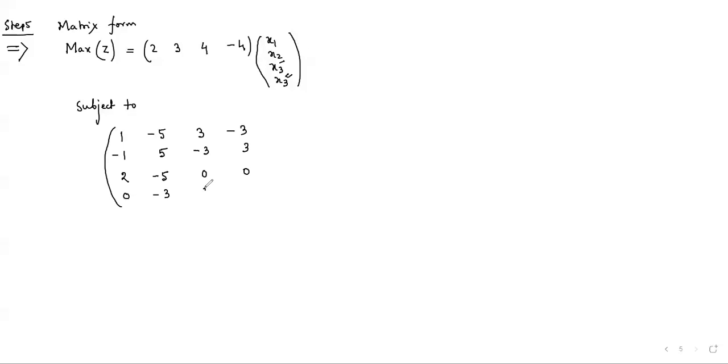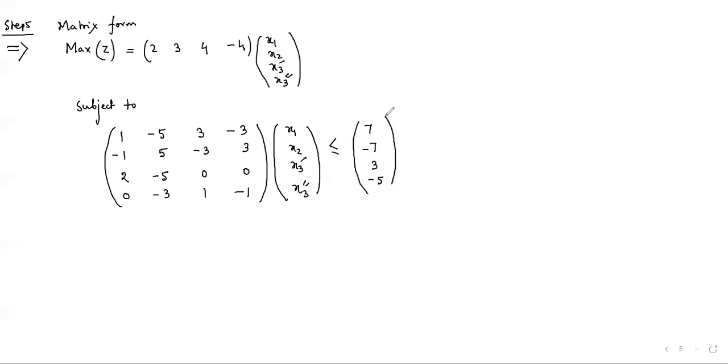x3 prime coefficient is 1. x3 double prime coefficient is minus 1. And x1, x2, x3 prime, x3 double prime less than or equal to 7, minus 7, 3, minus 5. x1, x2, x3 prime, x3 double prime, they are all greater than or equal to 0. This is the matrix form.